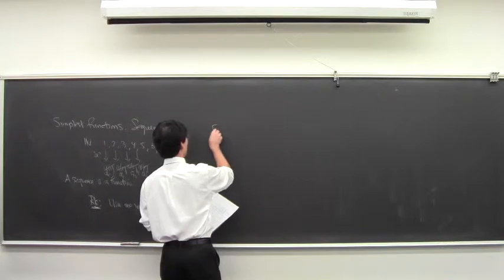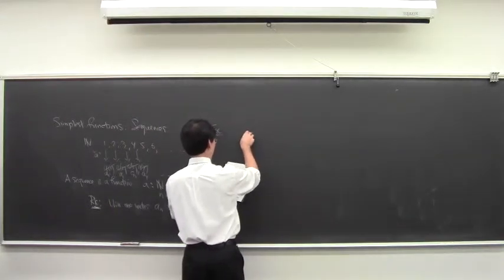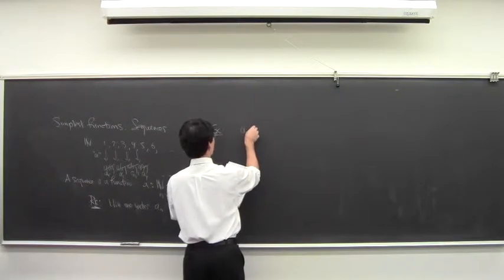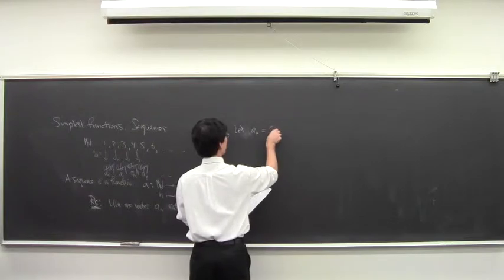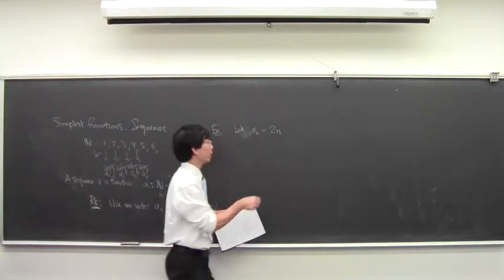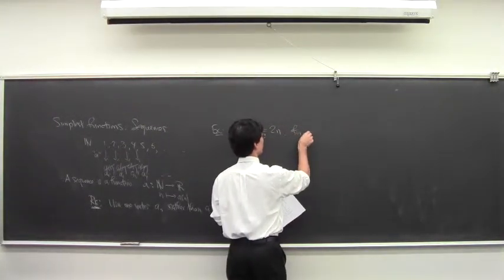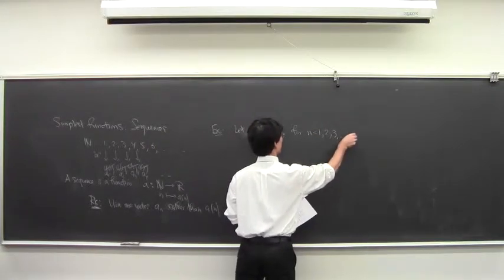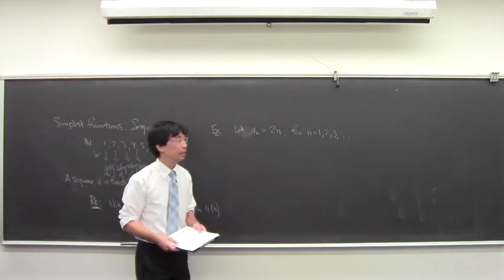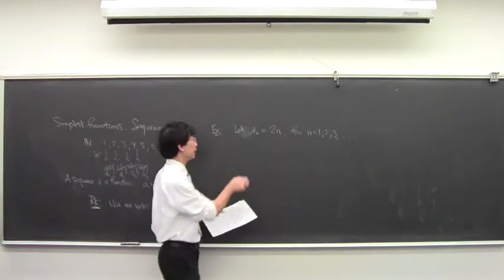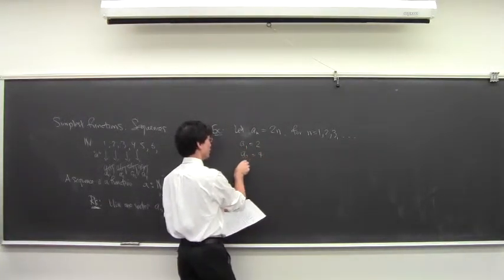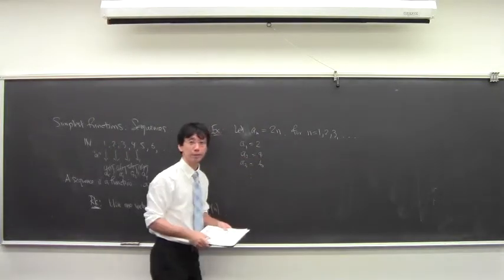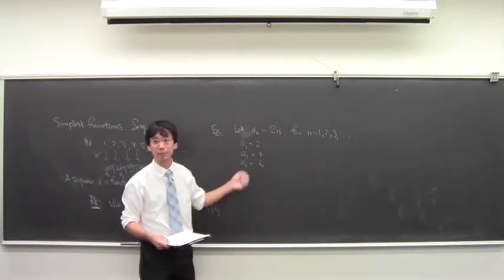Okay, so for example, let A sub n be 2n, for all n, for all n equal to 1, 2, 3, etc. And what would that be? Well, A sub 1 would be 2, A sub 2 would be 4, A sub 3 would be 6, etc. And you see that this would be the sequence of even numbers.